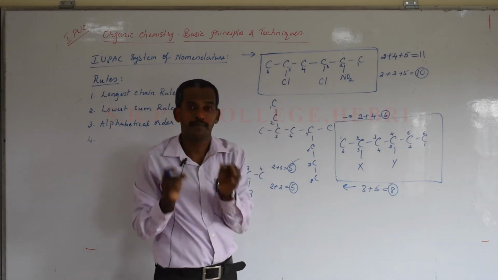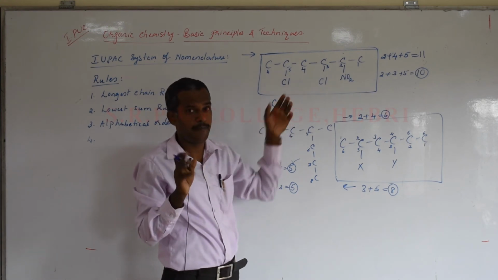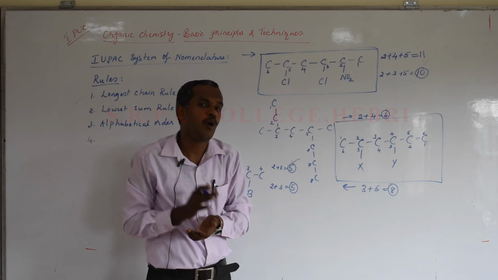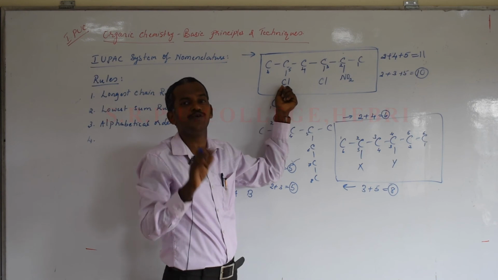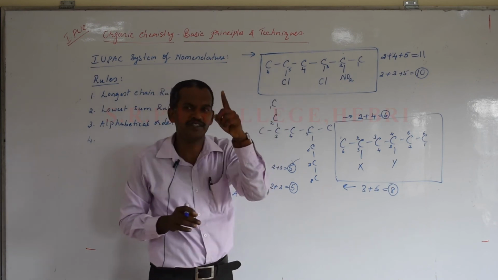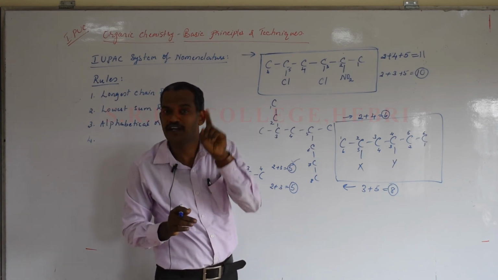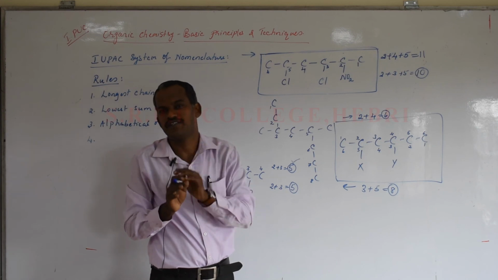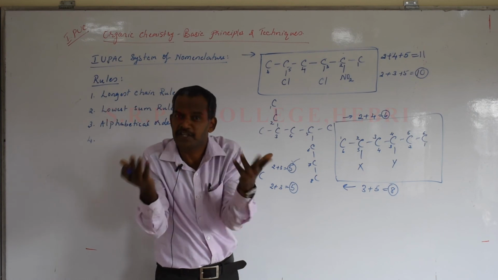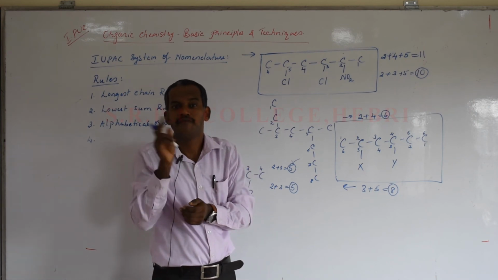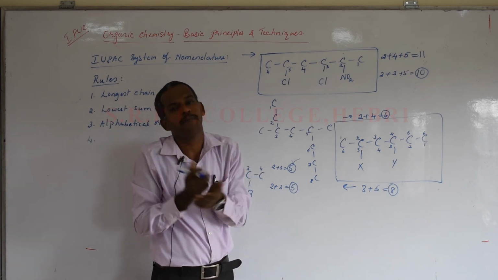Instead of that, suppose the same substituent repeats. This rule is also applicable only in some of the compounds, not in all the compounds. If the same substituent repeats, then we use a prefix. If only one substituent is present, we will not use any prefix. The term mono is used for a single, that we do not use when only one substituent is present. But if the same substituent repeats more than one time, then we have to use the term which is called a prefix. And what are the prefixes we use?